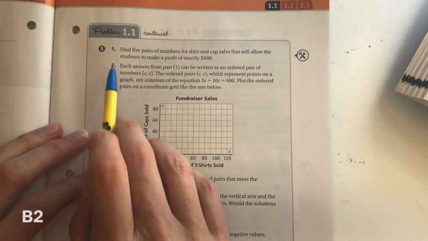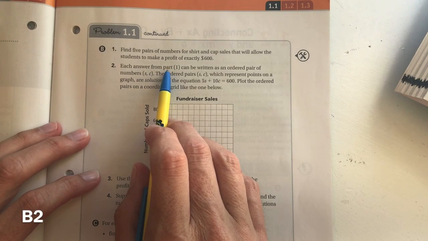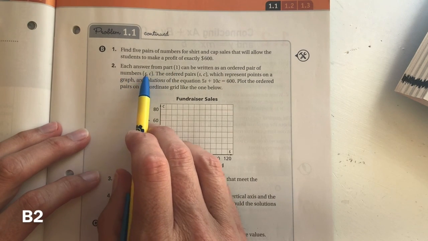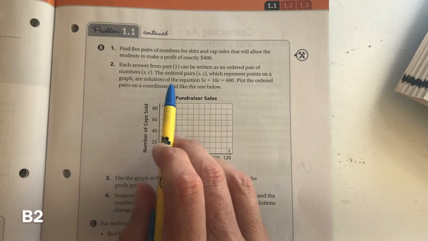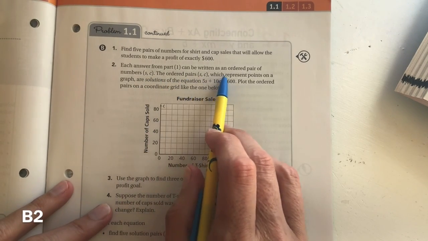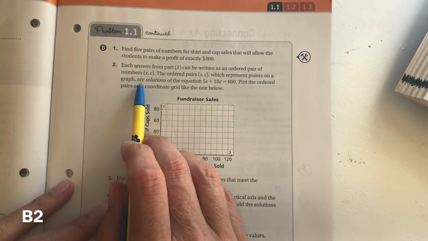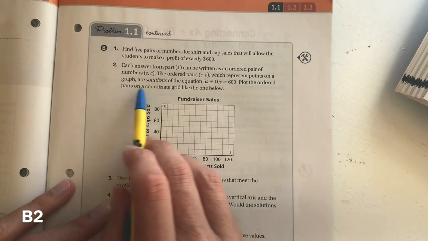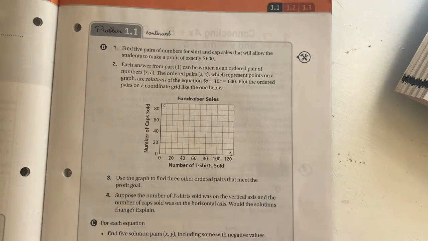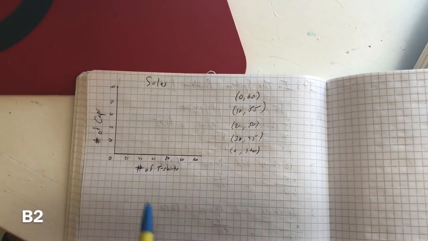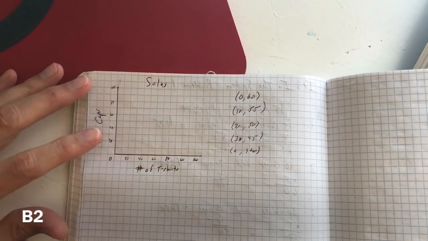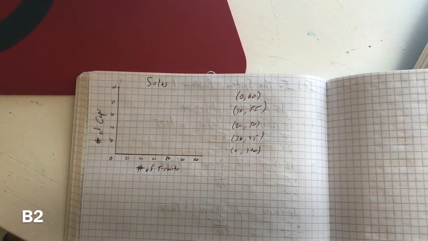All right, B2. Each answer from part 1 can be written as an ordered pair, the numbers s and c. The ordered pairs (s, c), which represent points on a graph, are solutions to the equation 5s plus 10c equals 600. Plot the ordered pairs on the coordinate grid like the one below. All right, so I made a graph just like the one in the book, and I've transferred my ordered pairs over. Hopefully you can read that. Basically here we're going to go ahead and plot those points.